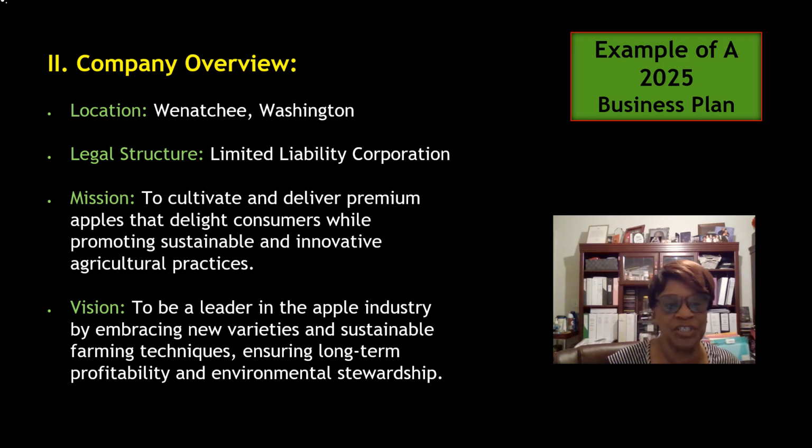Now we're in section 2, which is the company overview: who you are, what you do, what your mission is, and what your vision is, what your legal structure is, are you a limited liability corporation, are you a sole proprietor, etc. And here you can just stop the video and read it to see if there's any wording that you like that you can take and incorporate into your own business plan.